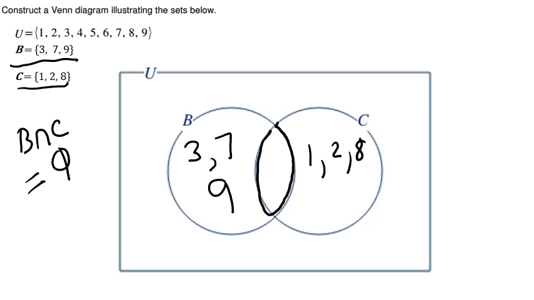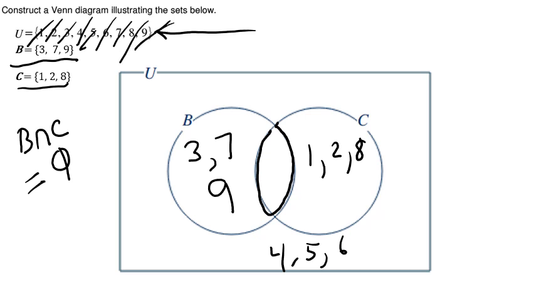Nope. Because I have to be aware of the universal set. 1's taken care of. 2's taken care of. 3 is. But notice 4 is missing. 4 is outside of those 2 circles. 5 is outside of those 2 circles. 6 is outside of those 2 circles. 7 is in there. 8 is in there, and 9 is in there. So now every element in the universal set is represented, and therefore we are done.